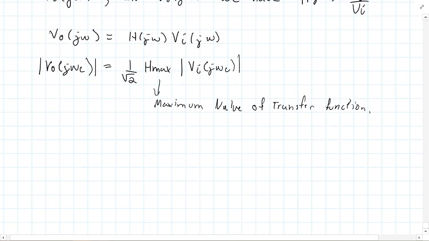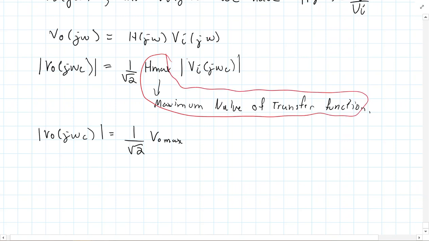So what I'm actually getting here is that the magnitude of the output voltage evaluated at j omega c is equal to 1 over the square root of 2 times the maximum output voltage. Because if this is max here, the input is constant. For instance, it might be, let's just say, sine of 1000t, or cosine of 1000t, so we have no phase shift. Cosine of 1000t. So that's a constant. That's our input.